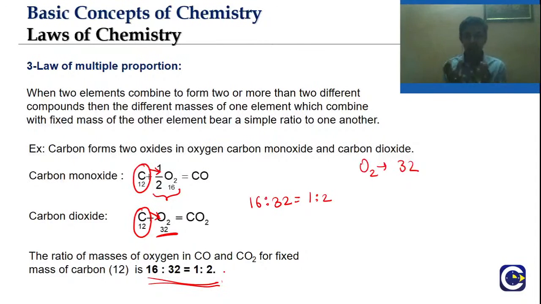So when we consider one particular atom to be of fixed mass, then that fixed mass can combine with the other atom in two or more different forms, but the proportion will be a simple ratio. They will combine with the other element in masses which bear a simple ratio to one another in the different compounds.